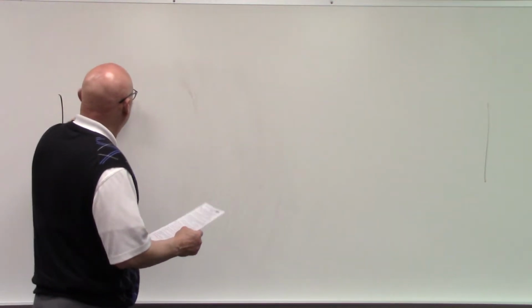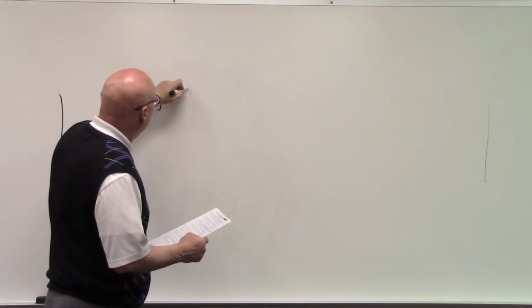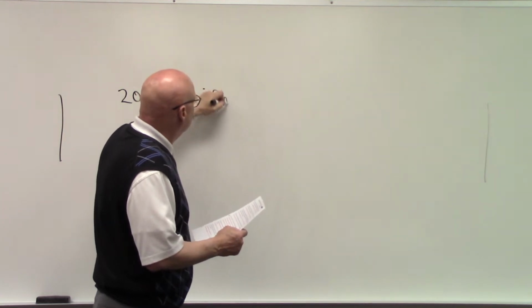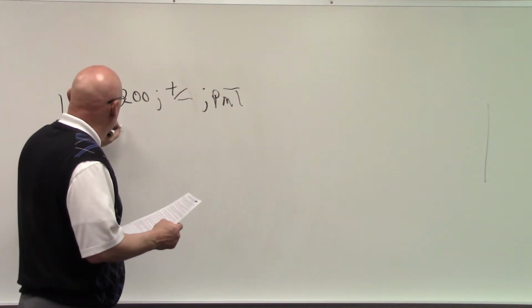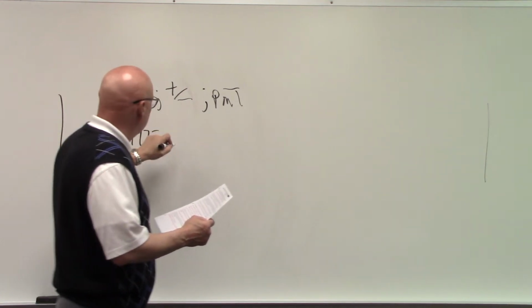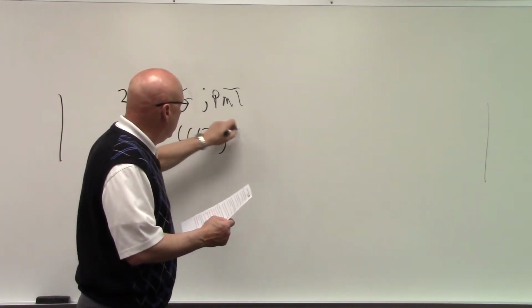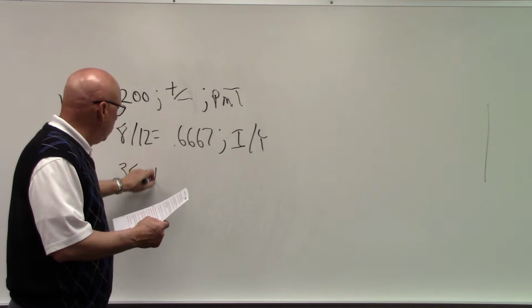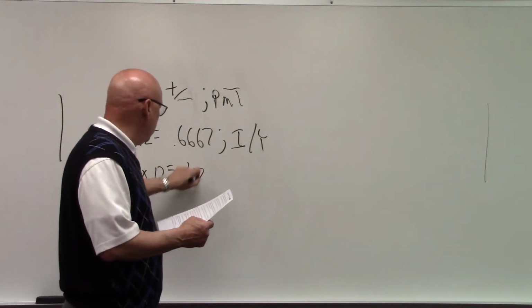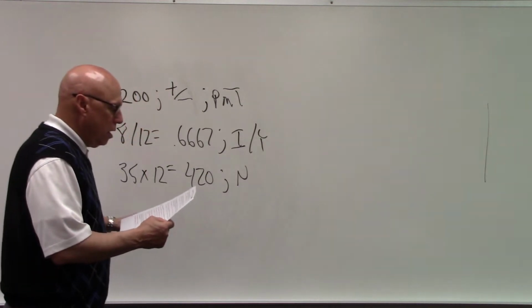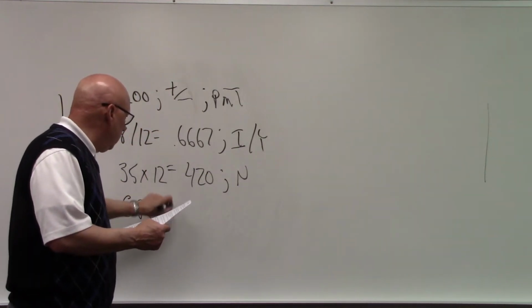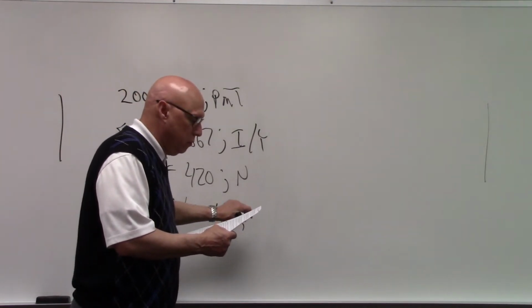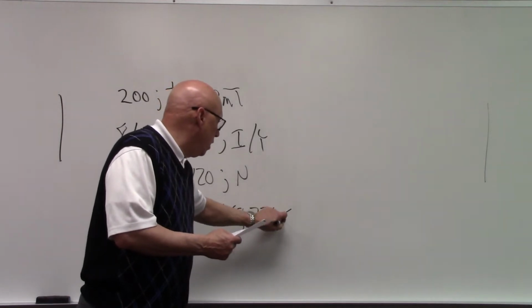So, 200 is now plus minus, because it's a payment out of your pocket into an account. Plus minus is your payment. And 8 divided by 12 equals 0.6667, which is your I/Y. And 35 years times 12 payments per year is 420 payments, which is your N. And compute future value, and you get $458,776.50.